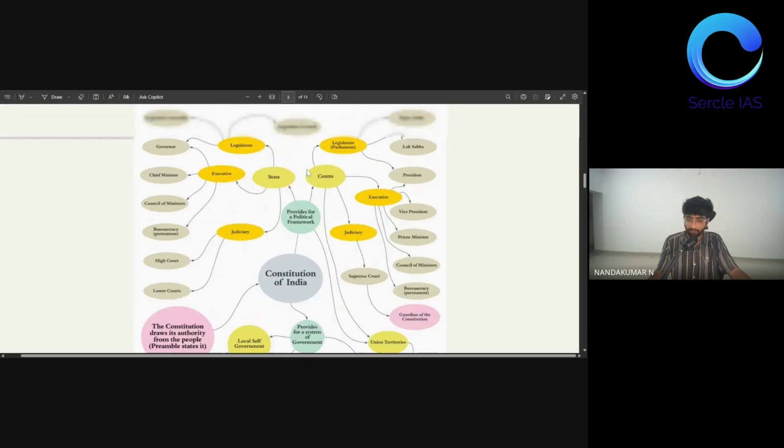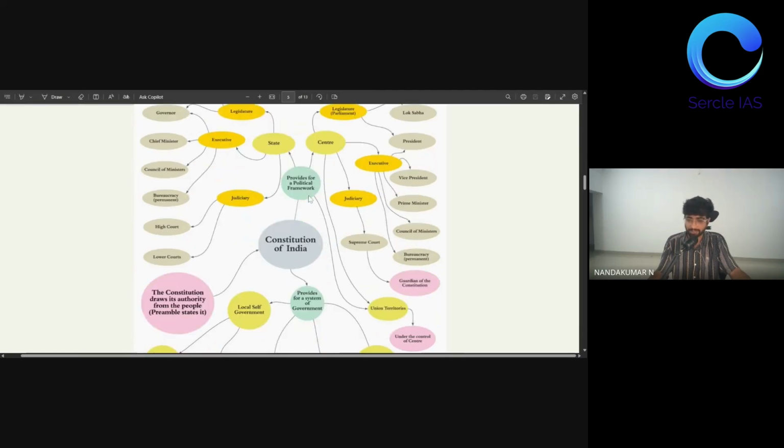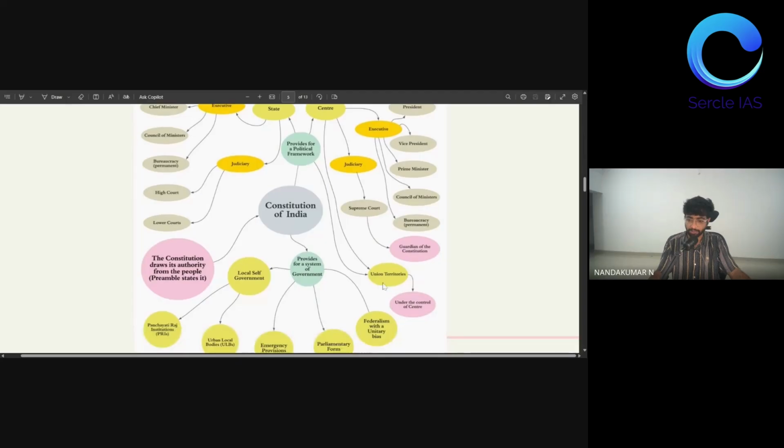We have one more concept, or one more idea within the Constitution, that is not center or state. It is somewhere in between, an entity which is under the ultimate control of the center. They are known as union territories. They are under the control of the center.